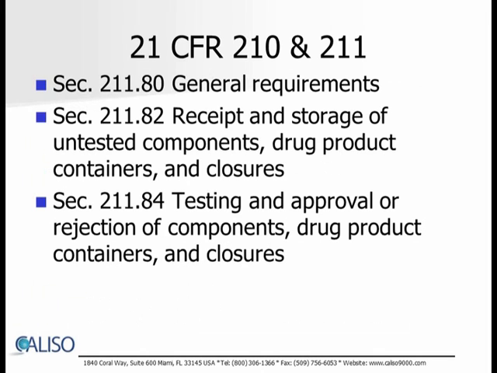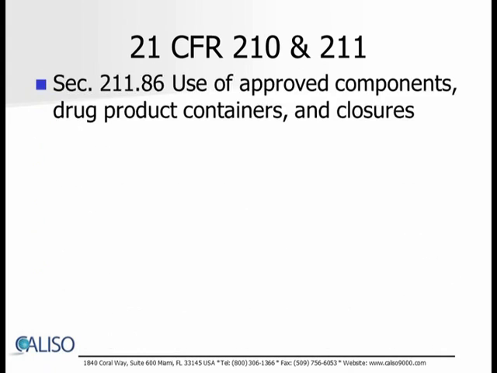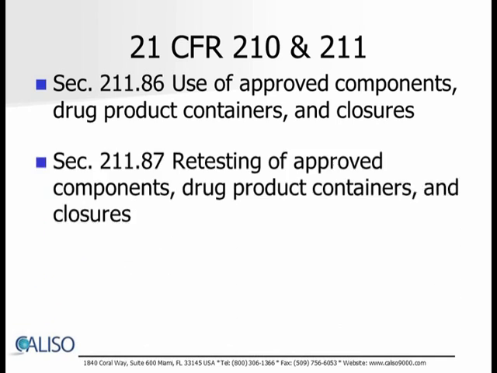Section 211.80, 211.82, and 211.84 discuss the requirements of receipt identification, storage, sampling, and testing of components and containers. Section 211.86 discusses the requirements of first in, first out, or FIFO of components, products, and containers.